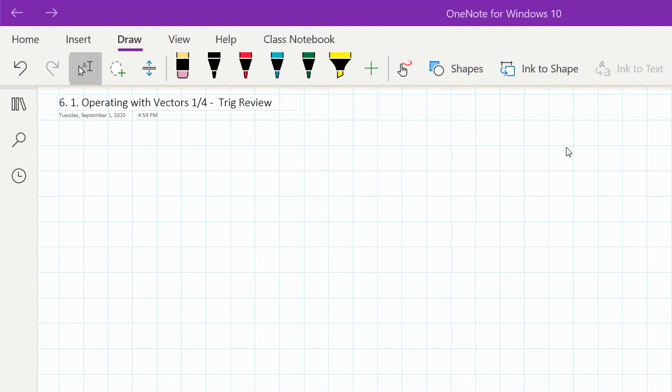Okay, so today we'll start with trig review, and the very first thing we'll deal with is right angle triangles. So a right angle triangle is a triangle in which one of the angles is 90 degrees.